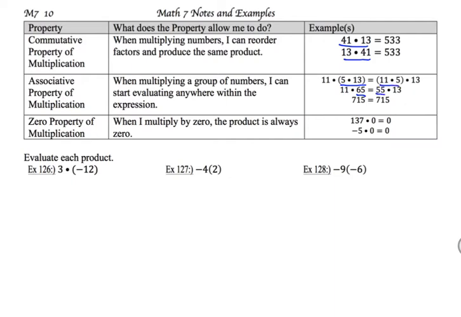And then the zero property of multiplication. When I multiply by 0, the product is always 0. Okay, that's pretty straightforward. So when you work through these, you just multiply the numbers, ignoring the signs.